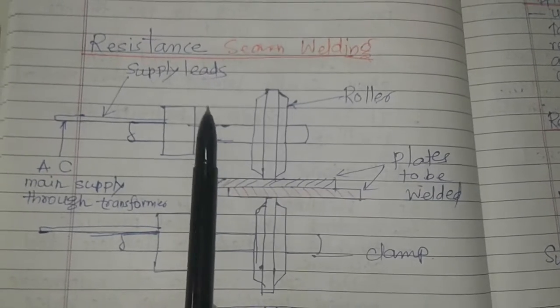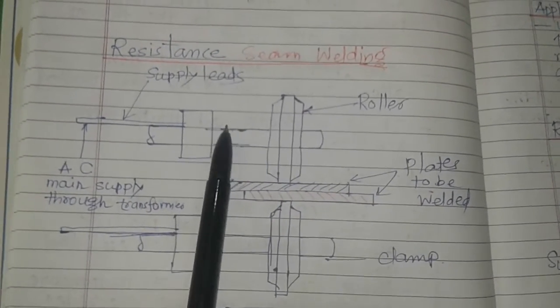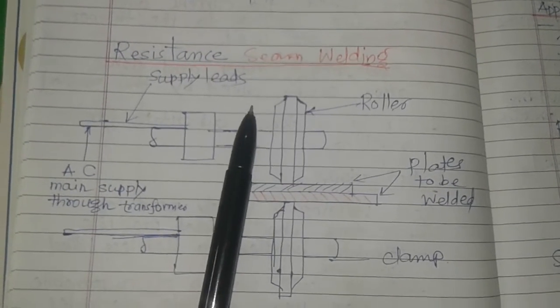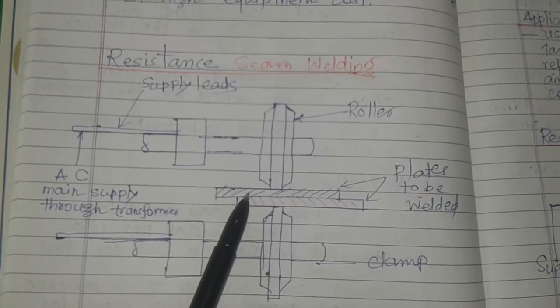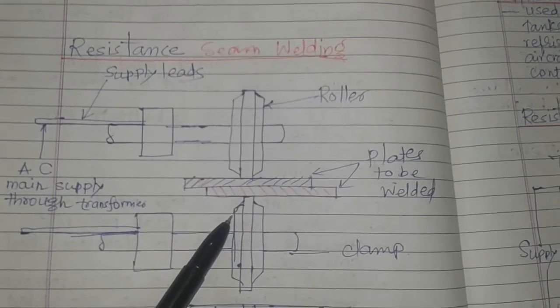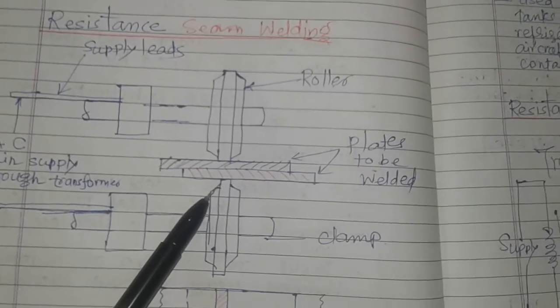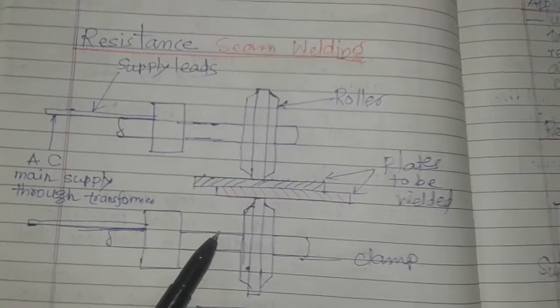This resistance seam welding is similar to resistance spot welding, the only difference being that a number of spots can be created with the help of resistance welding. Means the production is high in resistance seam welding as compared to resistance spot welding.